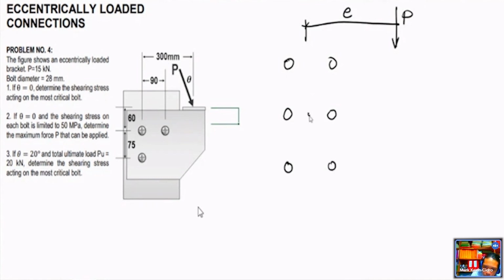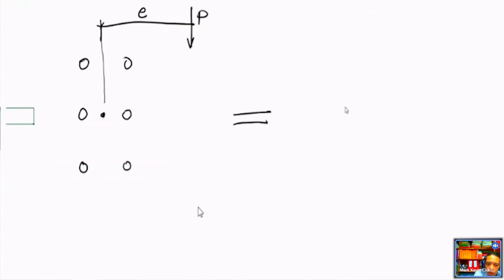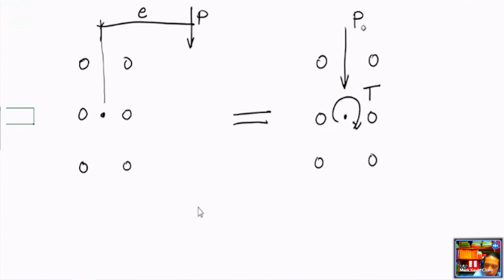So, ano din iti centroid. Okay, so this assembly right here, this figure, is actually equal to this one. May dani mo dida sinistring naton nga torque, tas may dani mo dida and of course P acting now at the centroid of the group of bolts. Okay, so its effect is equal to the effect of this one.